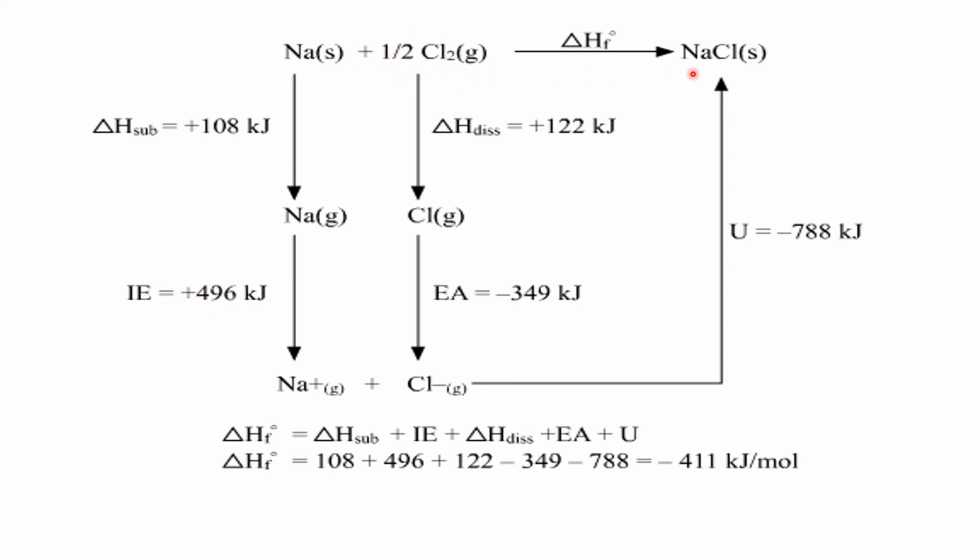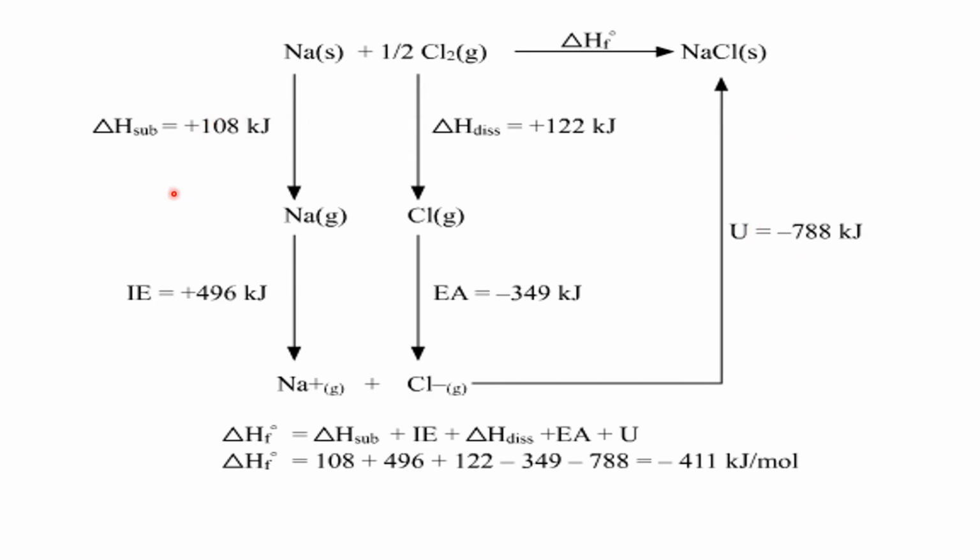Chlorine is converted to chlorine atom in the gaseous state. So the dissociation energy is given here. The chlorine in the gaseous state is converted to chloride ion in the gaseous state. It is given the electron affinity. Now sodium and chloride ions combine together to form NaCl, and the released energy is lattice energy.